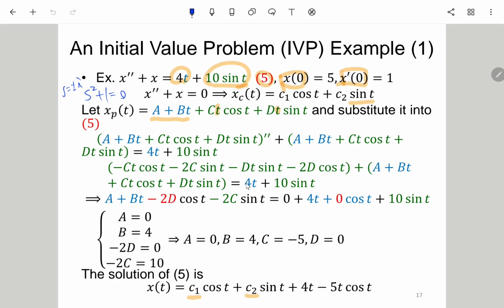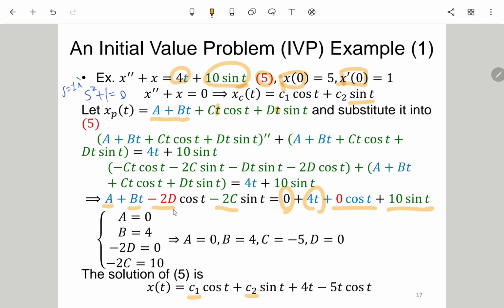Okay, so we try to collect the terms. So we actually have 4 terms. On the right side we will have a constant term that is 0, and then the first order term 4t, and then we don't have cosine, which means it is 0 times cosine of t, and then we have 10 sine of t. On the left side we can also collect the terms like a plus bt minus 2d times cosine of t minus 2c times sine of t. Okay, so it's just some algebraic computation.